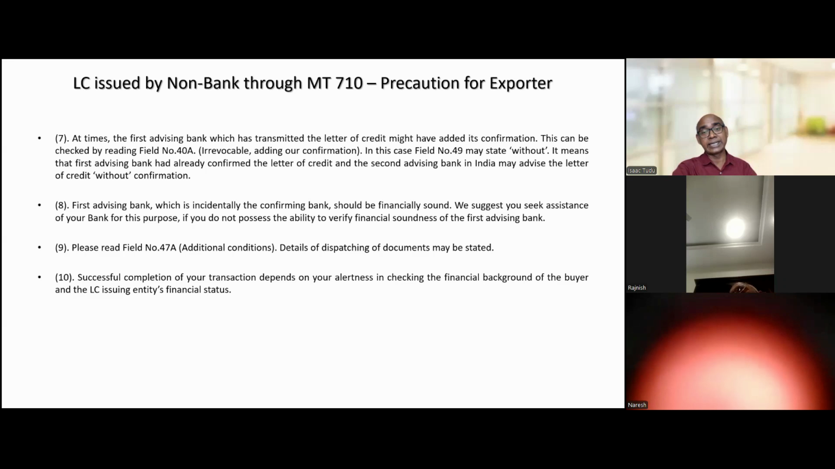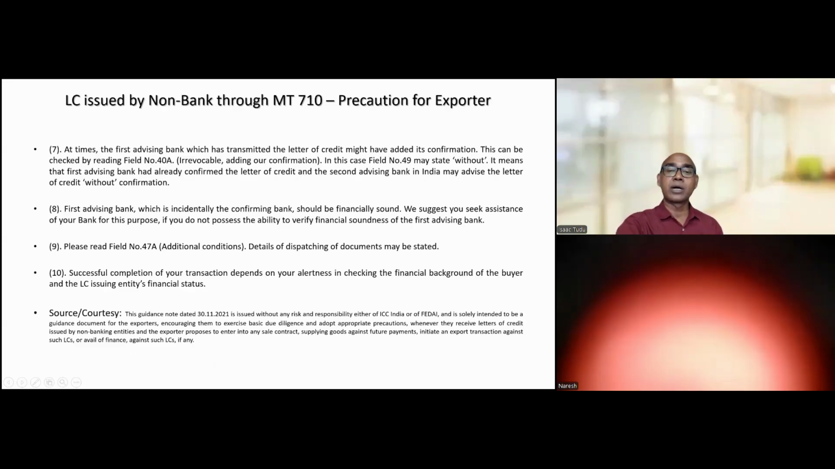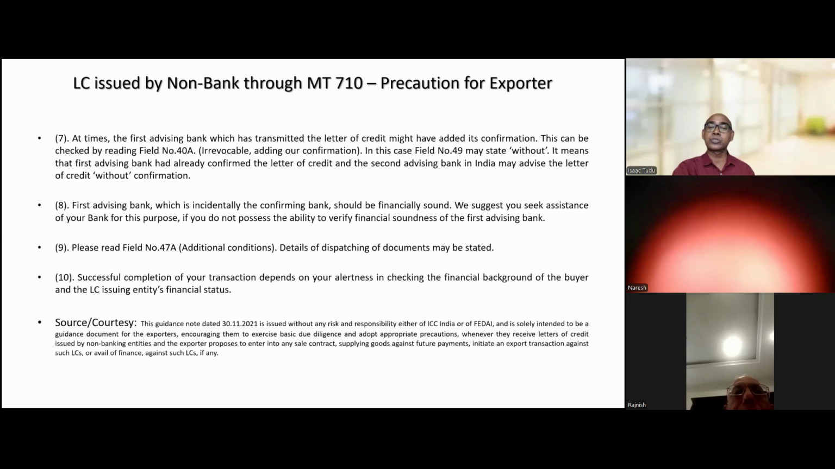So this is what FIDI and ICC India have both clearly mentioned in this guideline. Okay, so this source I have mentioned here, courtesy ICC India site. I must say that this guidance note, dated 30th November 2021, is issued without any risk and responsibility either of ICC India or of FIDI, and is solely intended to be a guidance document for the exporter, encouraging them to exercise basic due diligence and adopt appropriate precautions whenever they receive letters of credit issued by non-banking entities and the exporter proposes to enter into any sale contract supplying goods against future payment, initiate an export transaction against such LCs or avail of finance against such LC, if any.